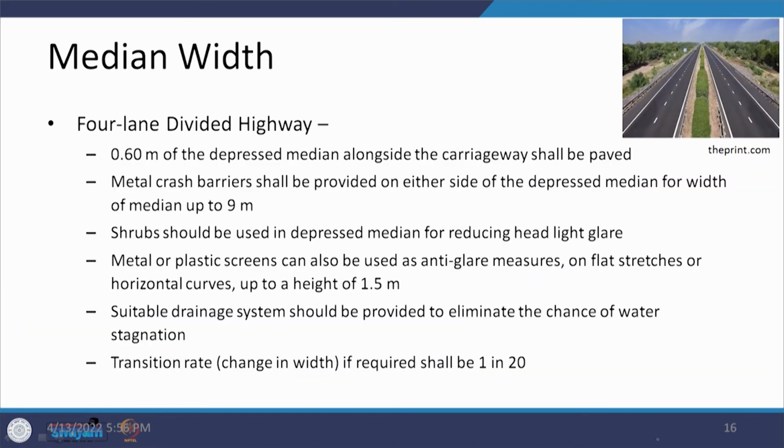Now, what are the additional things we are going to talk about when we have a median? The very first thing is that 0.6 meter of the depressed median alongside the carriageway shall be paved, and that is what we have seen when we looked at the profiles also. So, you have a carriageway, and you have a depressed median like this. On this side, 0.6 meter should be paved additionally, and we are talking about the carriageway on this side. And then here, if you remember, the crash barrier was provided subject to these particular widths. So, this is one thing.